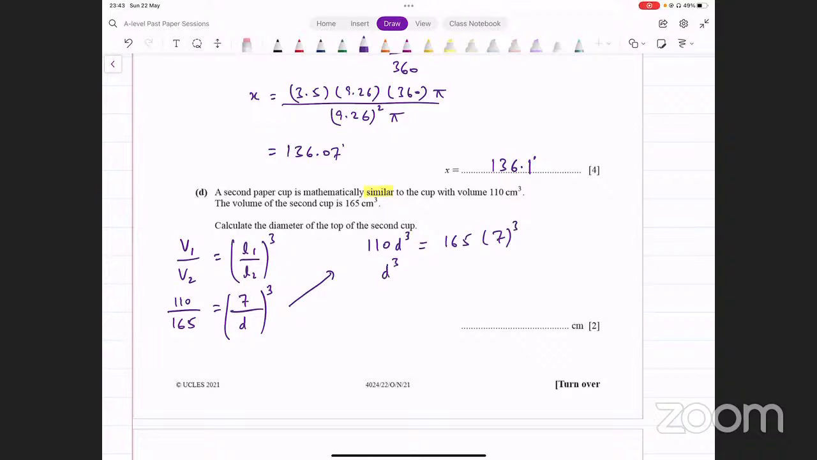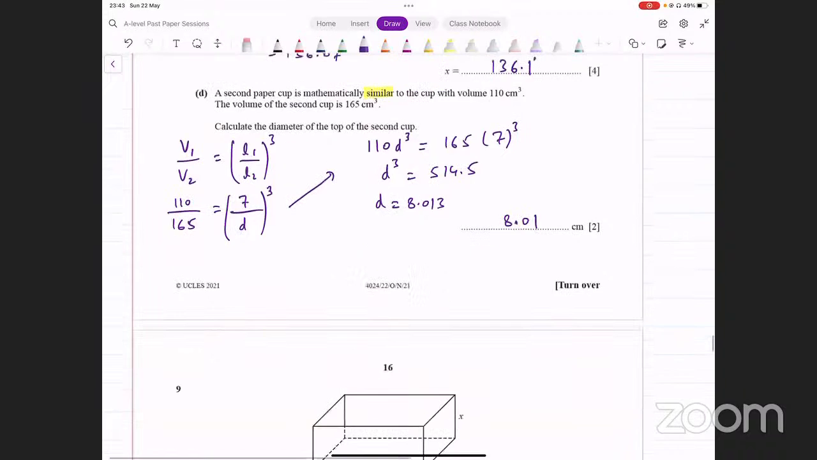यहाँ से आपके पास D cube की वैल्यू आ जाएगी. 165 times 7 cube divided by 110. That gives me 514.5. And then I can take cube root of this. इसका cube root ले लेते हैं. And that turns out to be 8.013. You can leave it like this if you want, or you can just write 8.01, and that's your final result. Okay, let's move on.